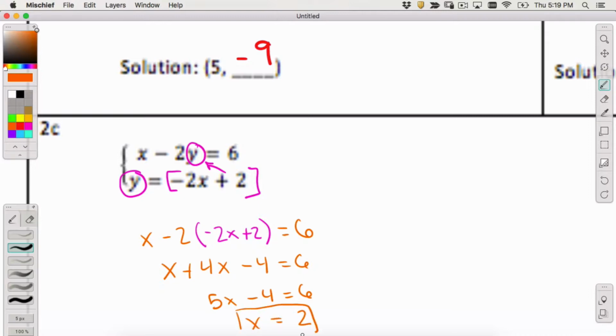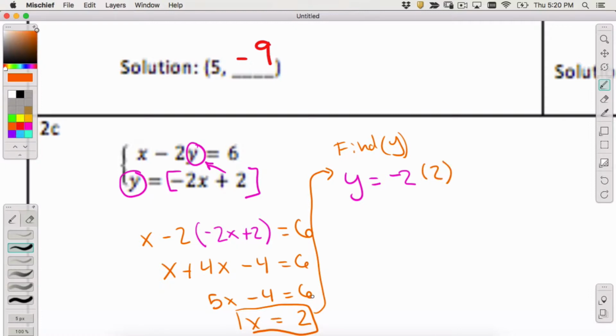All right, so that's part of my solution. We're not done yet. We have to go over here and find y. I'm just going to choose this lovely equation here, because y is already solved for me. It's already by itself. So I'm going to do y equals negative 2 times 2, because that's what my x equaled here, plus 2.